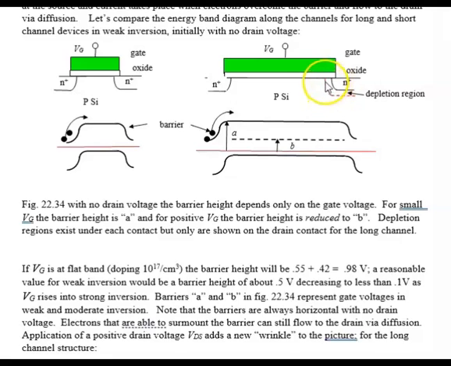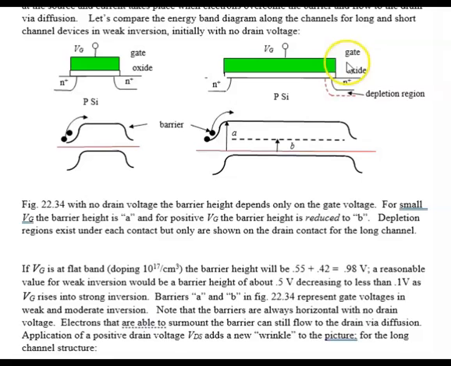The other thing is we have a depletion region under this N plus P diode, and we also have a depletion region over here, but that's not nearly as important. This is the important depletion region because when we put a bias on the drain, we're going to increase this depletion region at the drain contact.